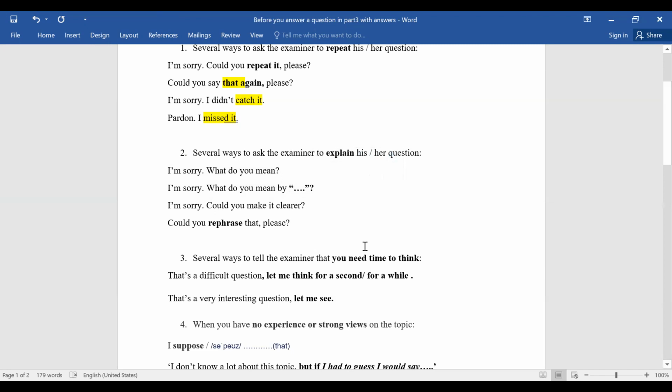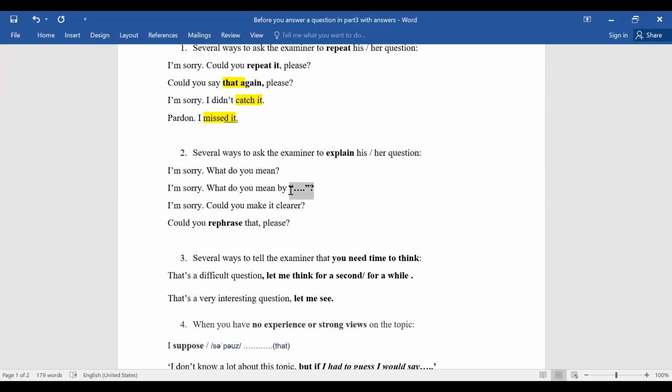Exactly. Thank you. So everybody, if you want the examiner to explain the whole question, just say "pardon" or "pardon me, what do you mean?" And then the examiner will explain the whole question. But if you only want him to explain one or two words or a part in the question, you can say, "I'm sorry," or "pardon, what do you mean by," and say the word that you don't really understand. I can give you an example.